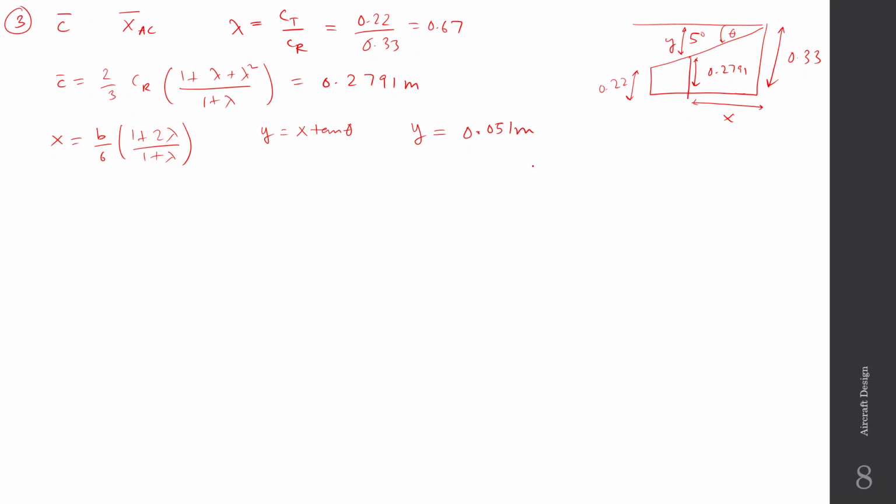and so finally your XAC will be this distance plus 1/4 of the mean chord. So the AC will be located somewhere here, 1/4 of the mean chord. So it will be 0.051 plus c bar by 4, and this comes out to 0.1207 meters.